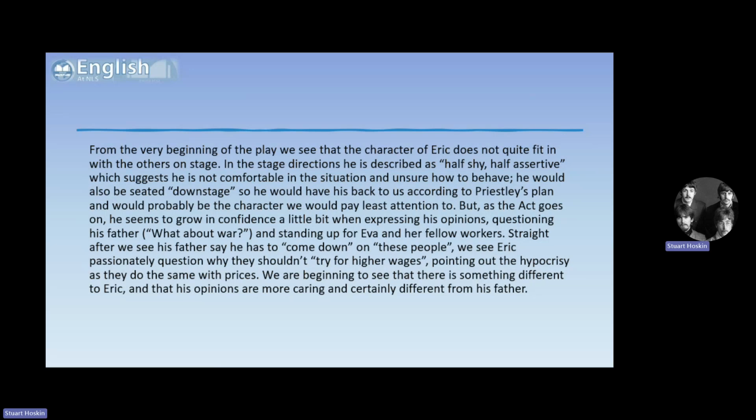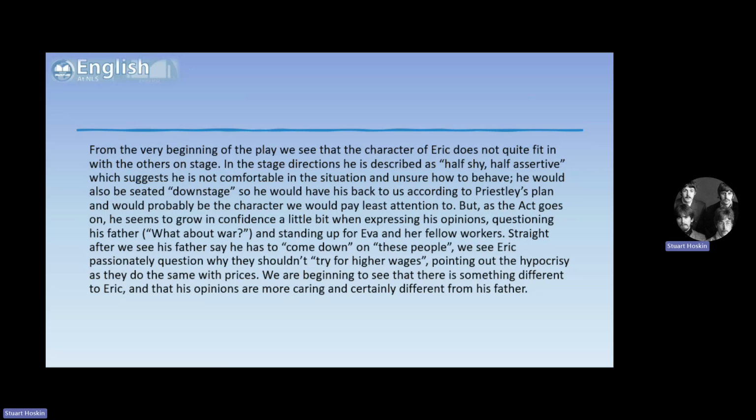Now, the brackets, I wouldn't overuse brackets, but the brackets have been used there because it's essentially saying, isn't it? Here is an example of him questioning his father. I'm not actually going to talk about it anymore. I'm not going to analyse it. It's in brackets because I'm just showing you quickly that it's an example of him doing it. What's more important is he stands up for even her fellow workers. And now I'm going to show you that.